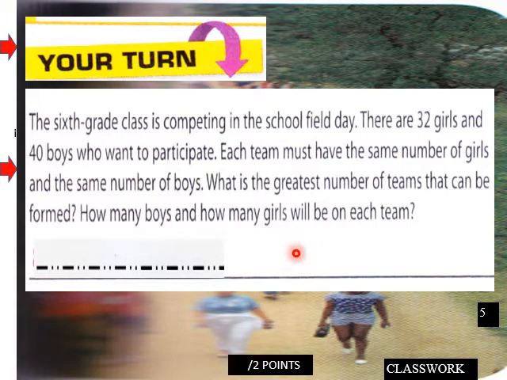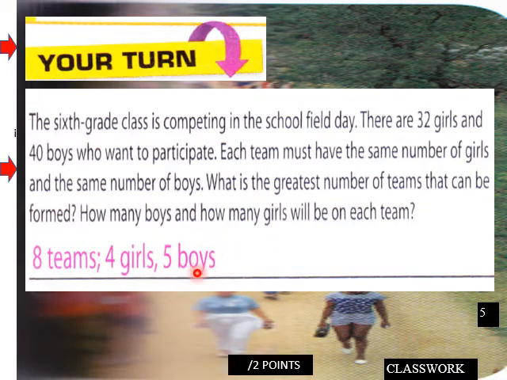Teachers, give your students about 5 minutes for this one. 2 points for page 5. And then stop your video, then restart it again. And for that, we have 8 teams. We'll have 8 teams with 4 girls and 5 boys. The greatest common factor between 32 and 40 would be 8. And then we divide 8 into 32 and 40, and we get 4 girls and 5 boys. That would be the quick answer for that one.